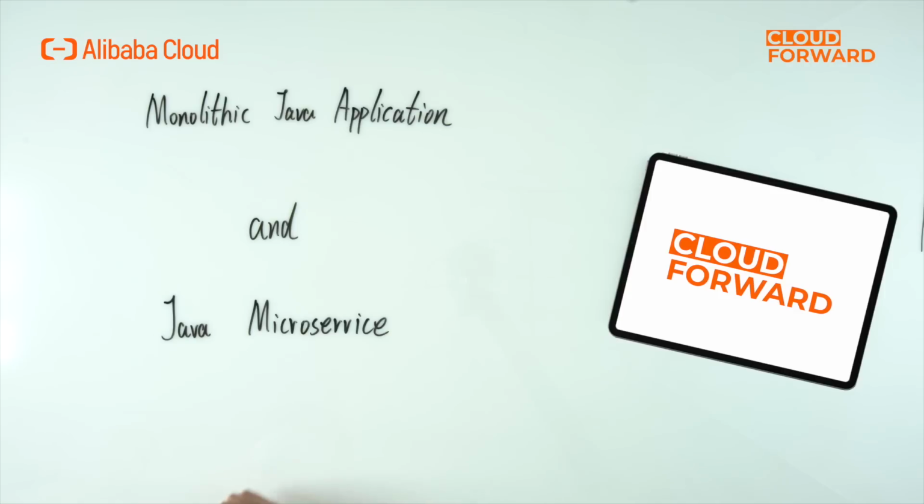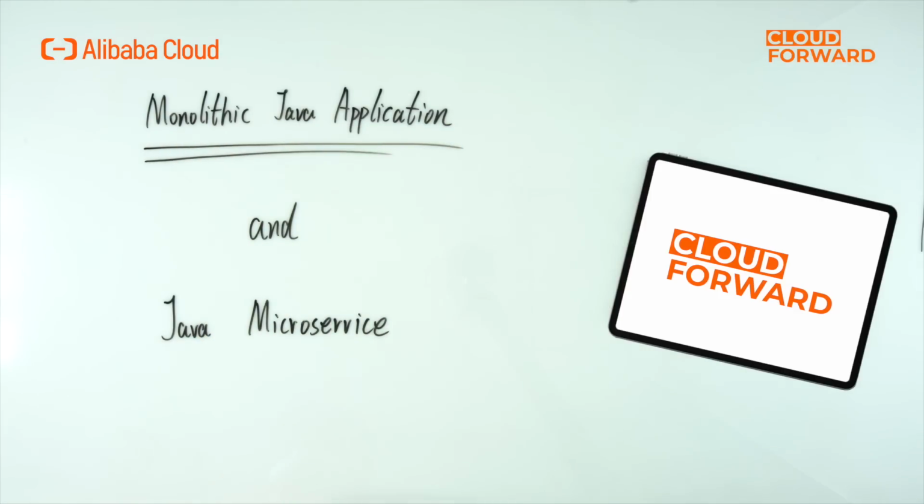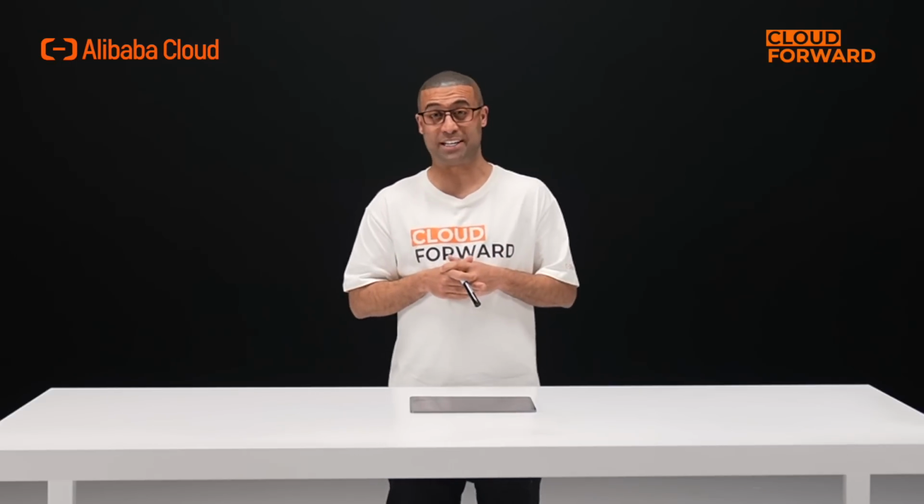First of all, let's talk about Java. We will deploy a monolithic Java application and Java microservice. The jar package of the monolithic application can be directly downloaded from the deployment page of SAE, and the source code of the microservice demo is available on GitHub.